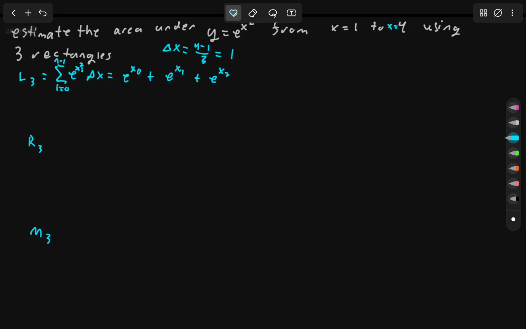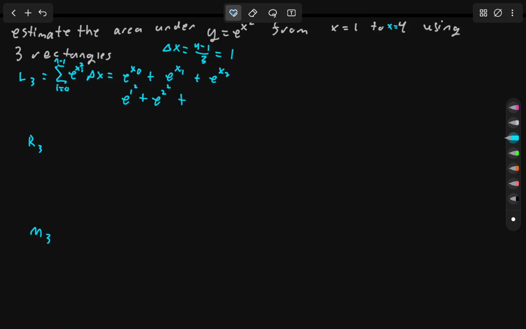Alright, so now what we have here is, what are these values? Well, what this is really saying is, we want to start with x of naught. x of naught is always going to be the leftmost endpoint, which in this case is going to be 1. So this is e to the 1 squared. Well, to get x of 1, the next endpoint, we have to add 1, since our change in x is 1. So we'll get plus e to the 2 squared.